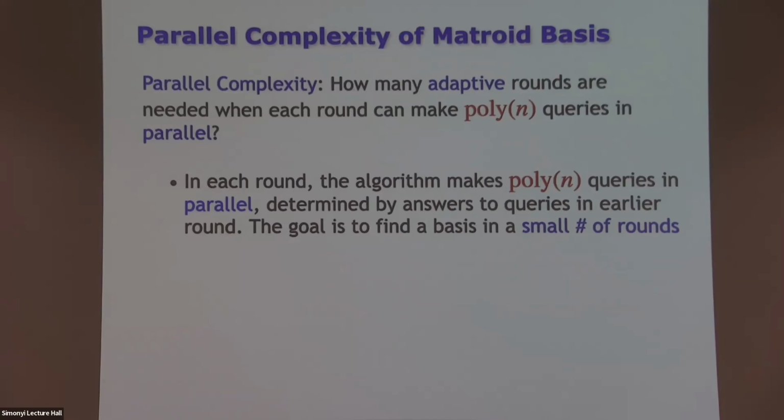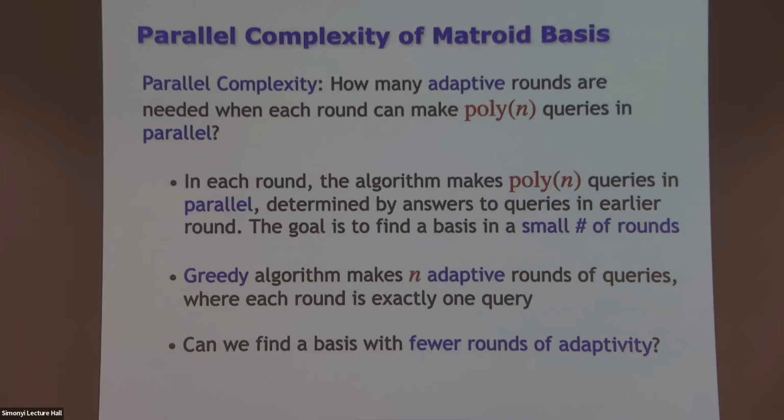A little bit more formally, the kinds of algorithms that we'll be studying are allowed, in each round, to make a polynomial number of queries to the independence oracle. This is in the standard adaptive model of complexity, where the queries in round i are only allowed to depend on answers to queries in rounds 1 through i minus 1. So you're sending out a batch of queries all at one time in round i. And the goal is to try to find a basis of the matroid in the smallest possible number of rounds.